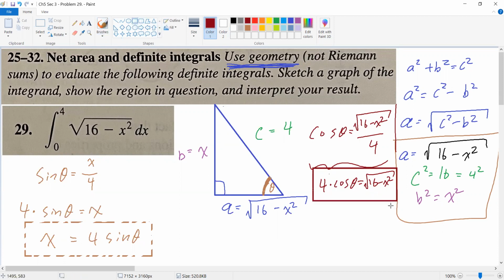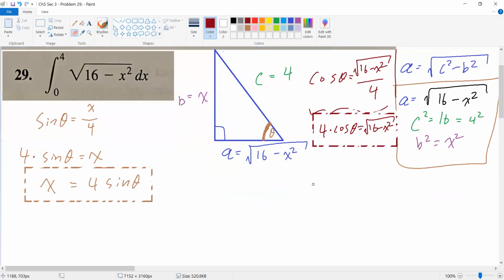We're going to substitute this statement into our integral. And then we have a statement with cosine. So we have a new integral now. We're taking the integral from 0 to 4, but instead of the square root of 16 minus x squared, that's the same thing as 4 times the cosine of theta dx. Okay, so far this is pretty good.